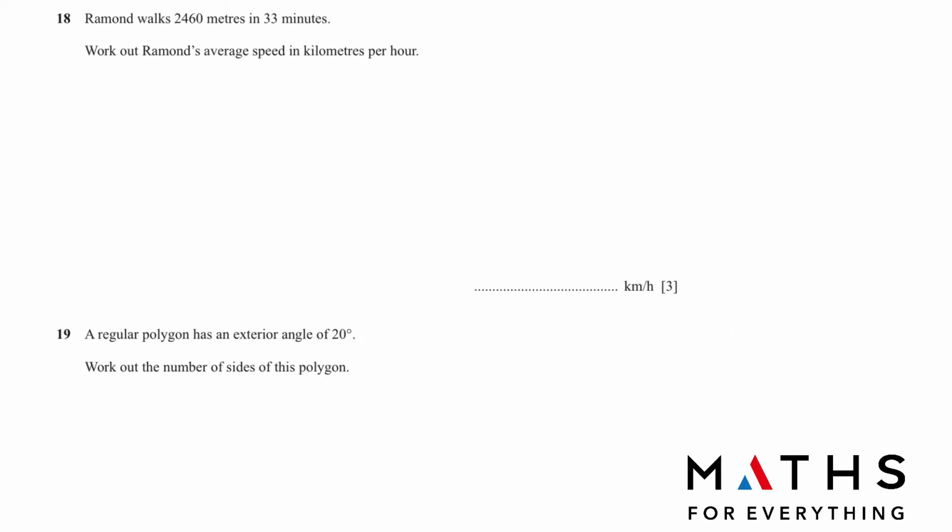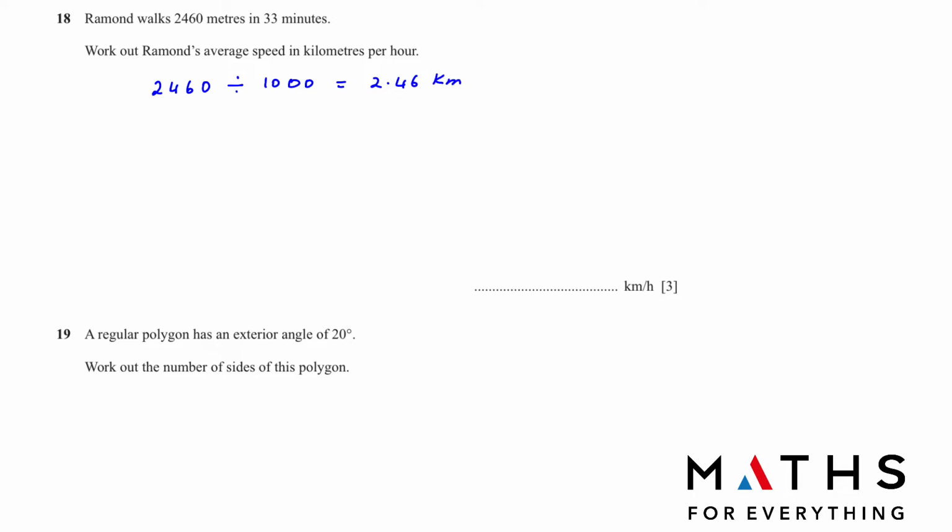Question number 18. Raymond walks 2,460 meters in 33 minutes. Work out Raymond's average speed in kilometers per hour. Now here we have minutes. Usually it is seconds, so this is a little different way of writing the question. What we can do is convert meters into kilometers. How can you do that? By dividing by 1000. So this will give us 2.46 kilometers.